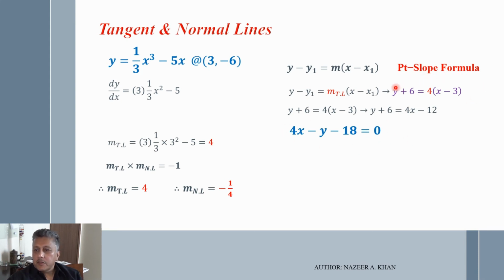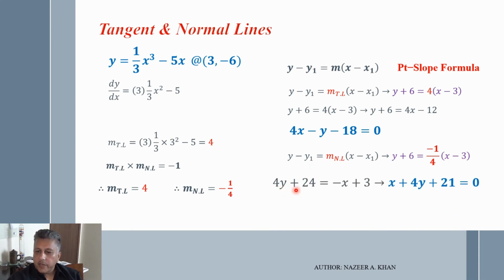Again, the only thing that changes from this particular step is we're going to swap out the slope to -1/4. And that's what we did right here. I'm going to multiply this whole thing by 4. So we'll have 4x plus 24 minus x plus 3.